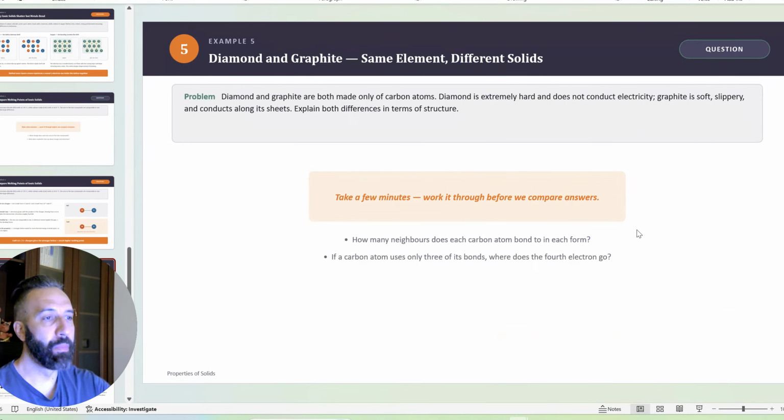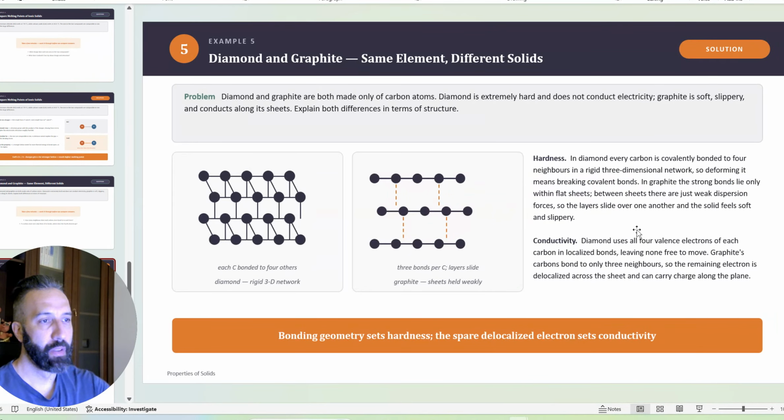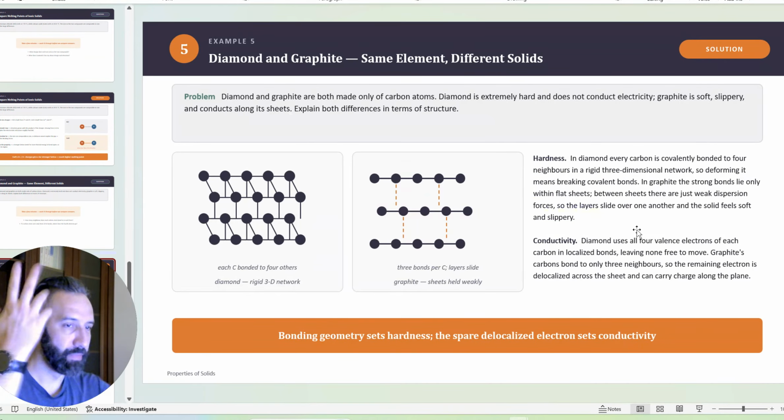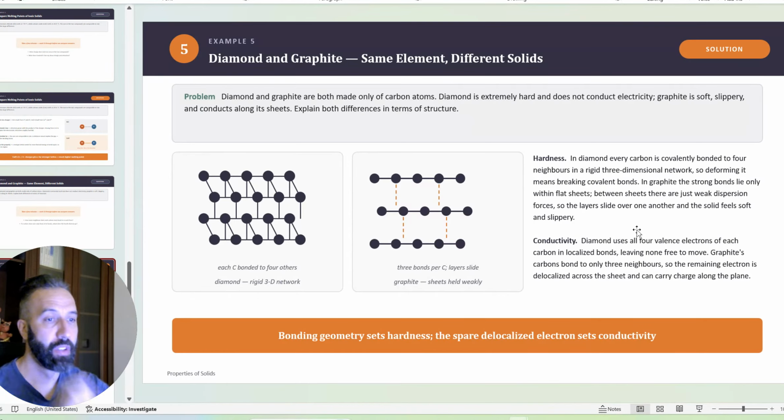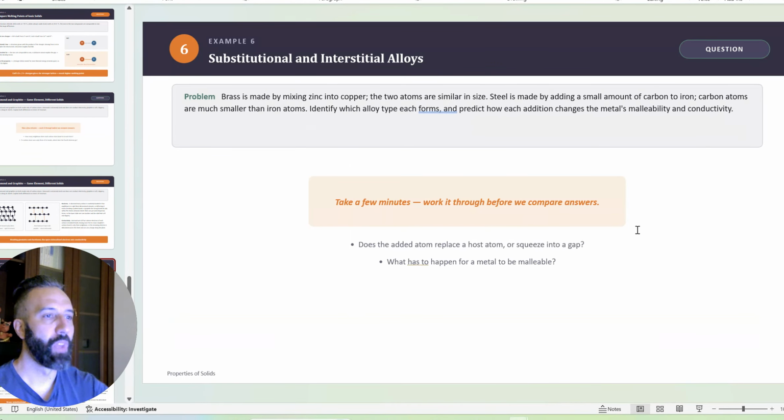Diamond and graphite are both made of carbon. Diamond is extremely hard. Graphite is soft, slippery, and conducts along its sheets. Explain both differences. I mean, we did this like 5 minutes ago, and I don't like these two pictures, so just rewind the video, please.